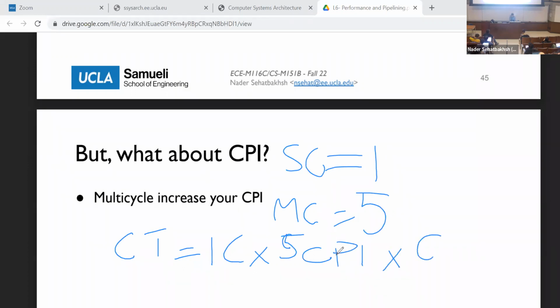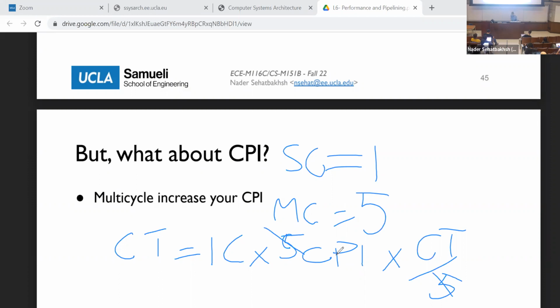And our CT becomes CT divided by 5. It gets smaller. If you look at this equation, you will see that these two cancel each other out, and what remains is the exact same thing that we had before, right? So we basically didn't really improve anything, because yes, we improve our CT, but we increase our CPI, and these two exactly cancel each other out. So our CPU time really doesn't change.